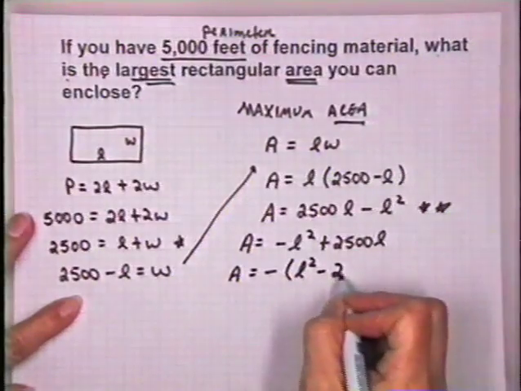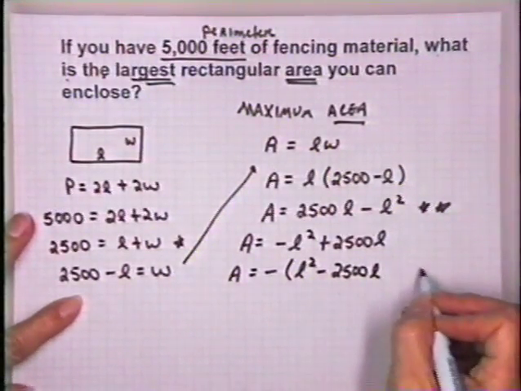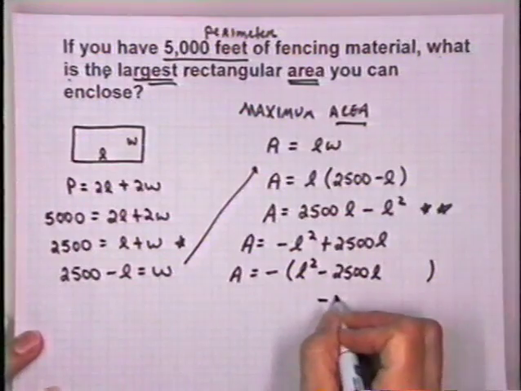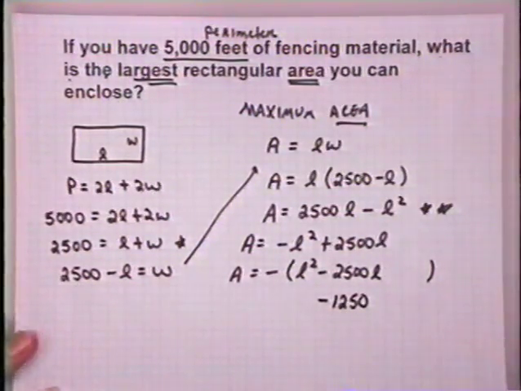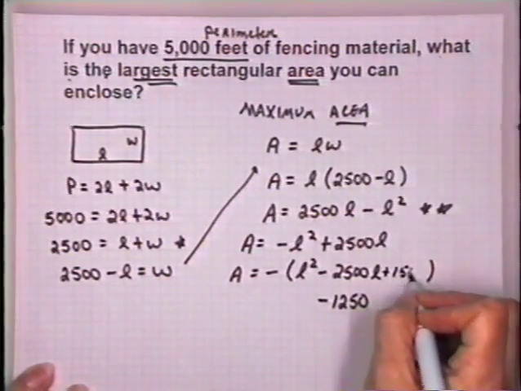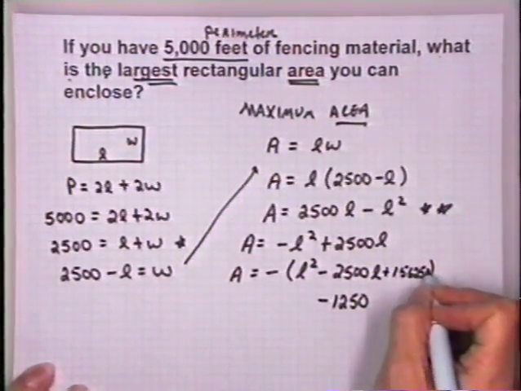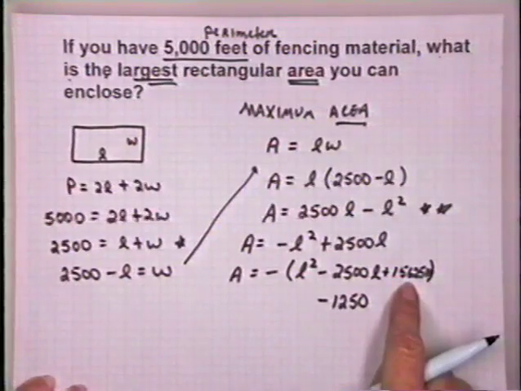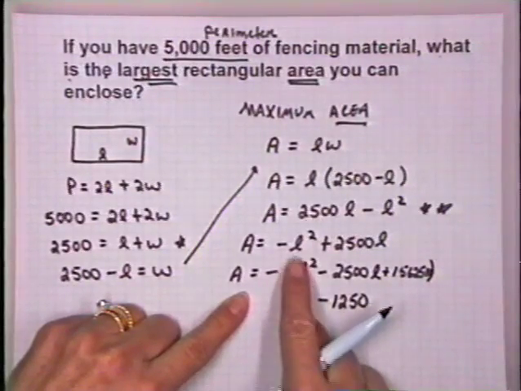L squared minus 2,500 L, and I'm going to leave some space here. Now I need half of 2,500, so I'm going to divide 2,500 by 2. That is 1,250, so I'm going to put my minus 1,250 down here. Remember, we're going to square that. If I square that, I get a plus 1,562,500. I nearly didn't leave enough room there, did I? Okay, that's 1,562,500.